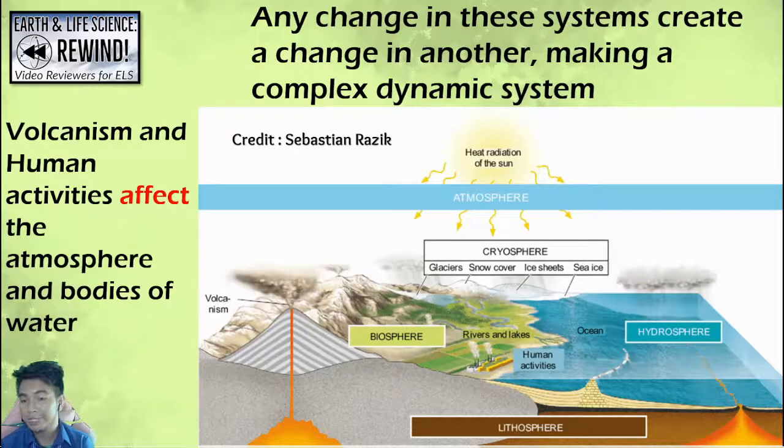An example would be how volcanism and human activities such as industrialization affect the atmosphere and bodies of water. It might seem far-fetched that the bodies of water and the atmosphere are completely affected at first, but changes in this planet are slow but steady, with their effects being felt after years or even decades.